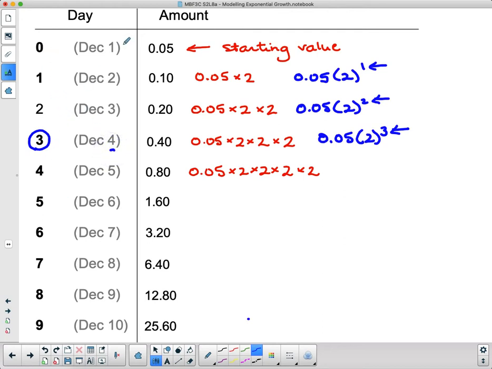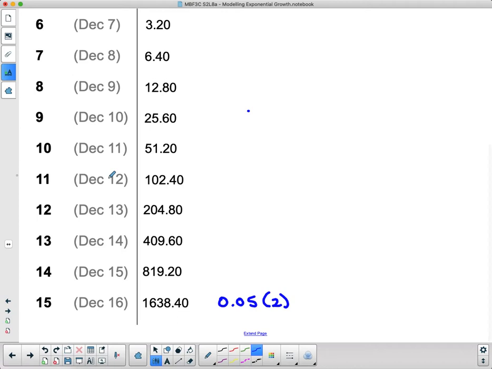Okay, the day number and the date aren't exactly the same thing. So if we take a look, since this is December the 16th, we know that it's actually day 15 since we started on day 0. Okay. So what that means, if we keep going on the 31st day, on December 31st, that will actually be day 30 in our experiment, or our sequence. So that's going to be 0.05 times 2 to the 30.